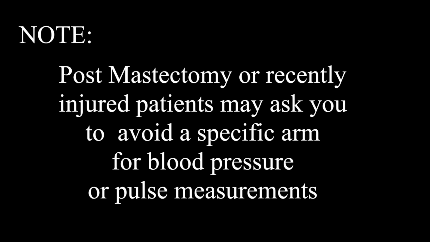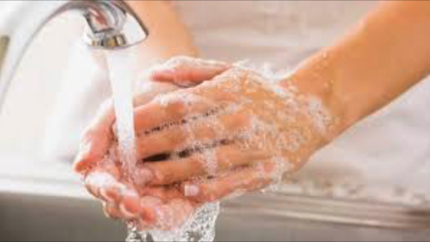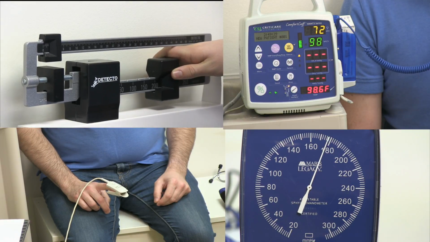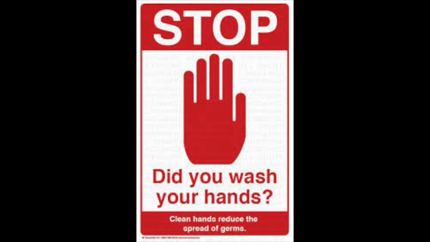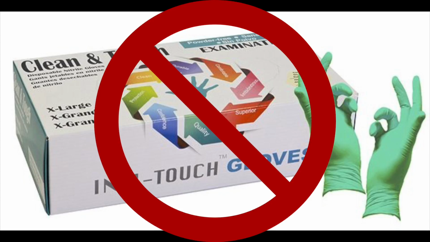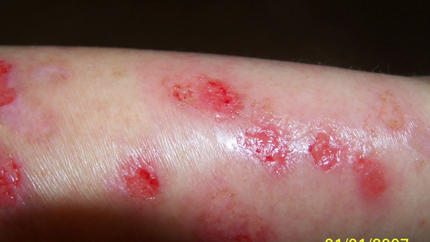Note: post-mastectomy or recently injured patients with slings or casts may direct you to avoid a specific arm for blood pressure or pulse measurements. The medical assistant should demonstrate knowledge of infection control standards in patient care by washing hands before and after patient contact and demonstrating the use of gloves in patient care when clinically indicated. For the clinical task of vital signs collection, the medical assistant should wash hands with soap and water or use a hand sanitizer. The use of clean, non-sterile gloves is not required for routine collection of vital signs unless the patient or medical assistant has open lesions or the skin is otherwise not intact.